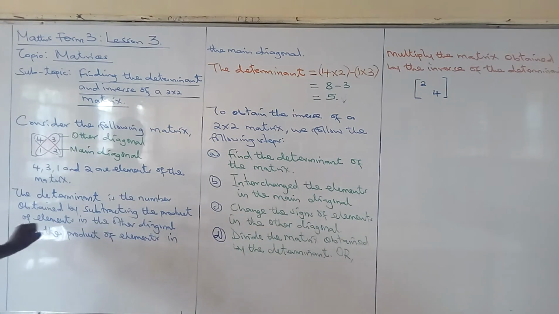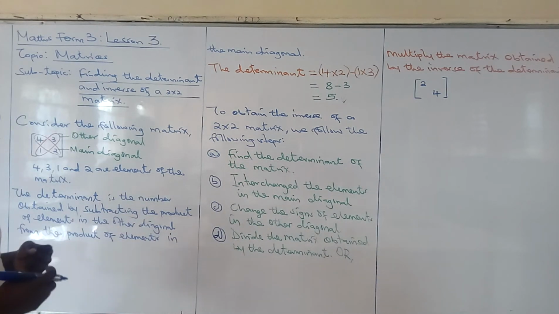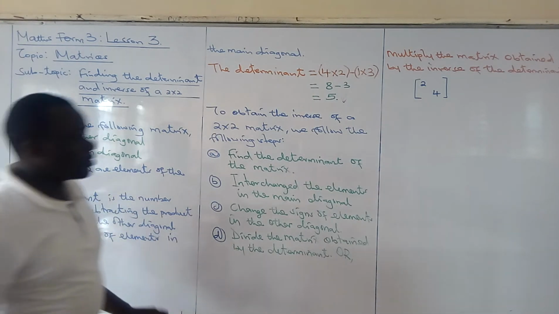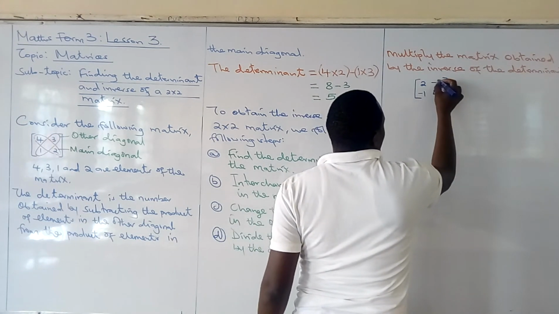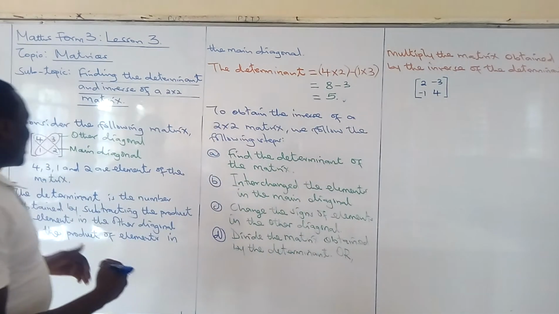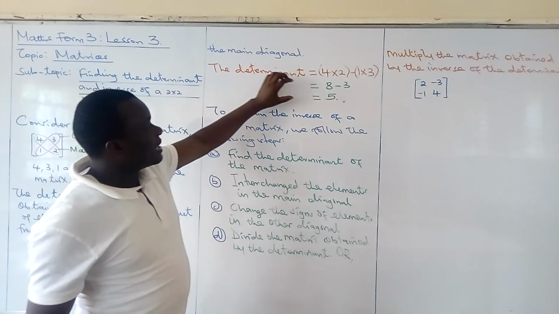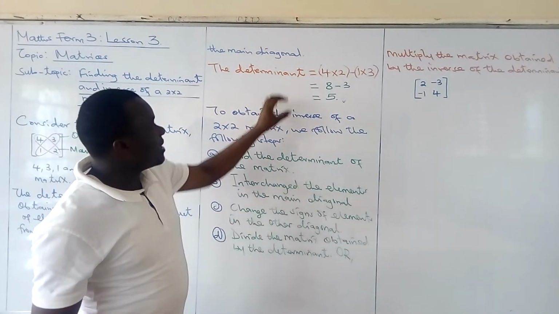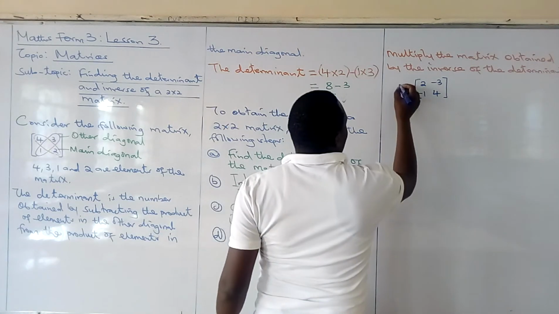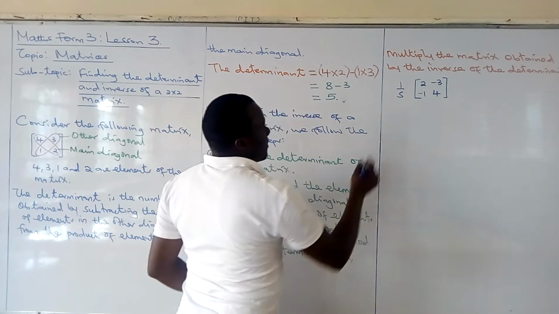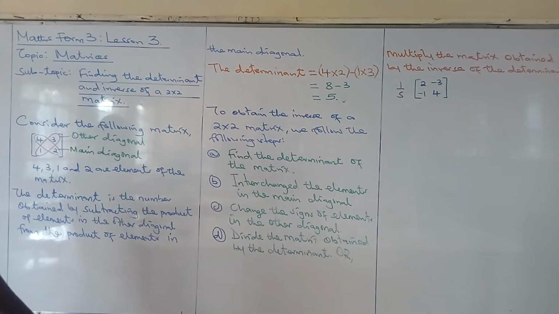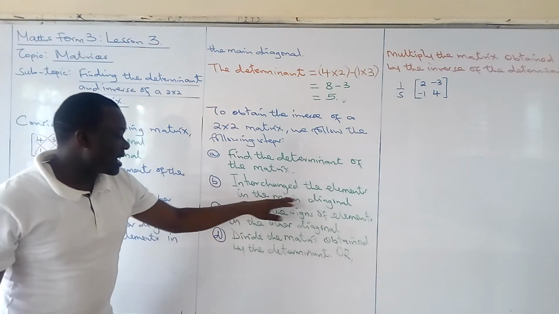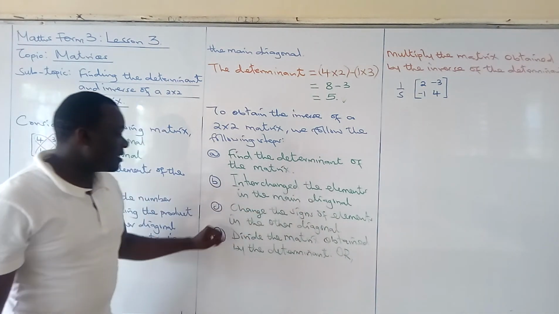Then on the other diagonal, the elements will remain at their respective positions, but we will change the sign. Now we have positive 1 and positive 3, so they will become negatives. Then we either divide by the determinant or we multiply by the inverse of the determinant. I would prefer we find the inverse of the determinant. In this case, it is 1 over 5. Then we multiply by the matrix. Remember, I've interchanged the elements in the main diagonal, and we have changed the signs of the elements in the other diagonal.